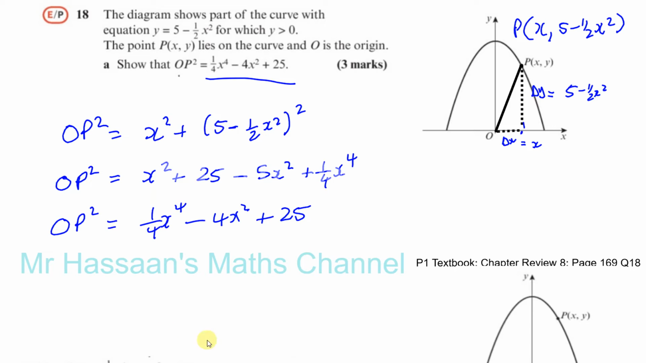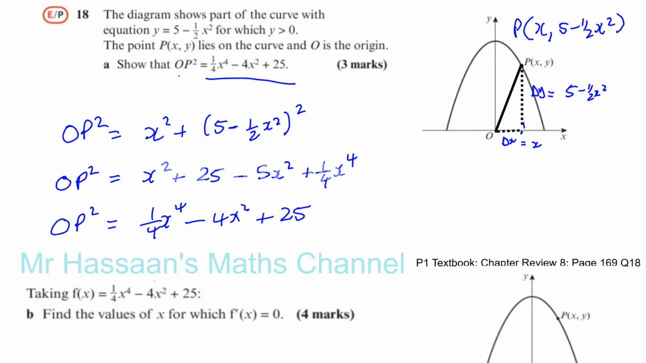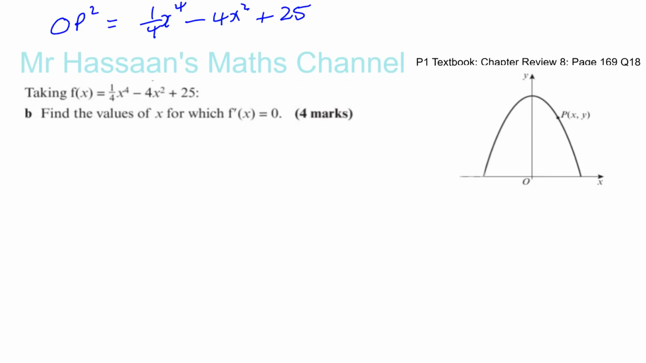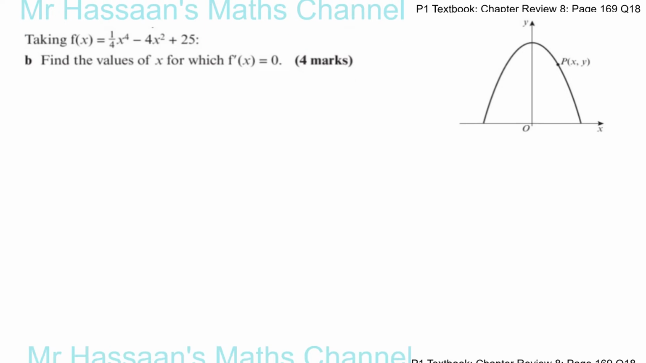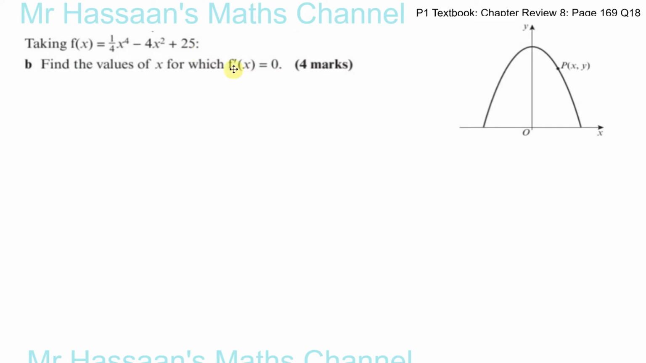Okay, we have our graph there. We have our question there. So part B says, taking f of x as what we found, find the values of x for which f dash of x equals 0. So f dash of x equals 0, we have to basically differentiate this.